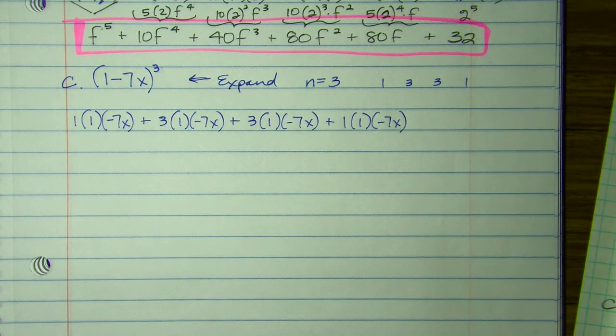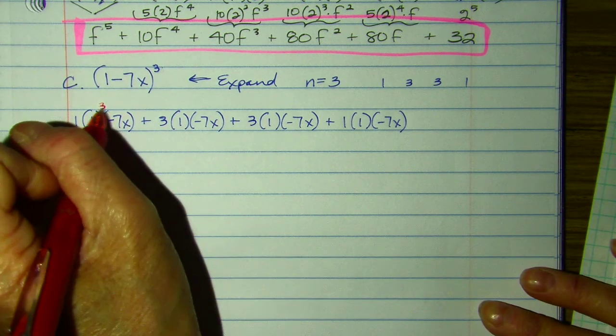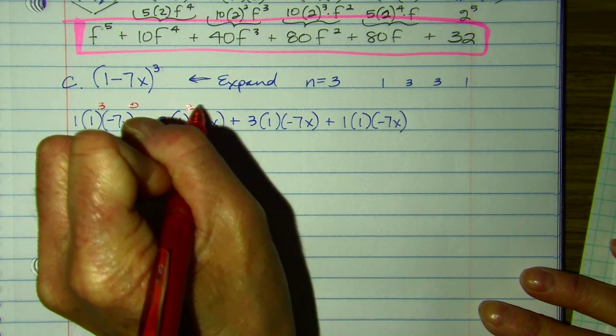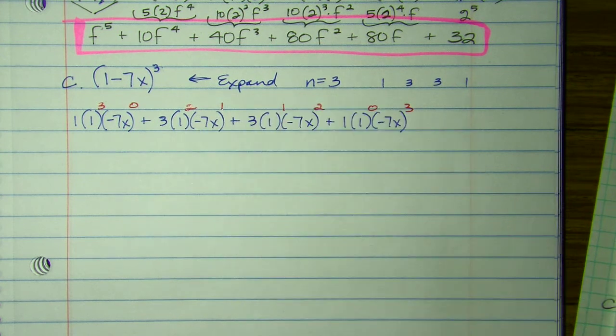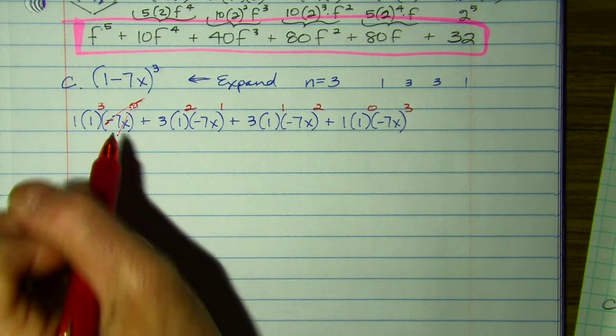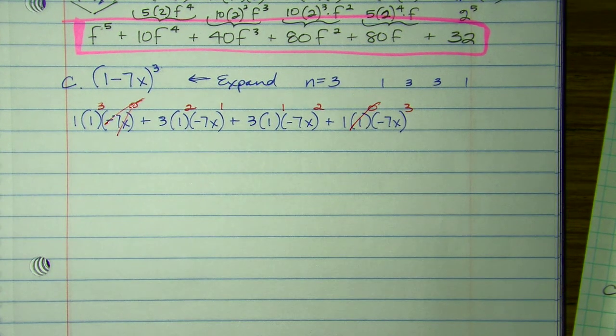You can pause it now, do your exponents, okay? So 3, 0, 2, 1, 1, 2, 0, 3. Notice for the ones, it's decreasing, and for negative 7x, the exponents are increasing. So again, cross out anything to the 0th power. So let's simplify each term.